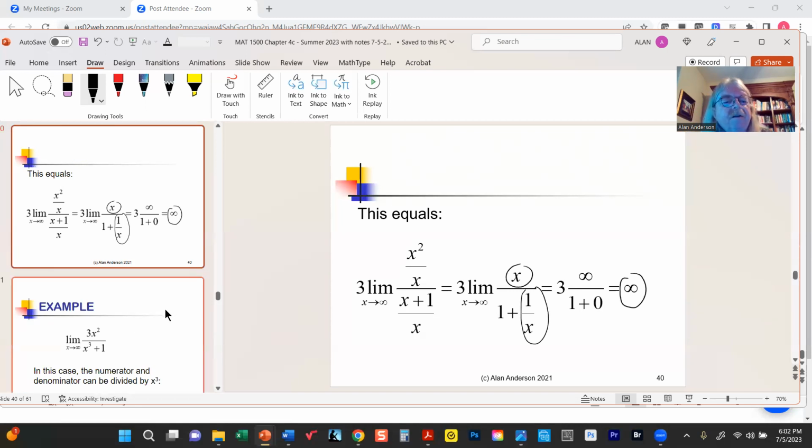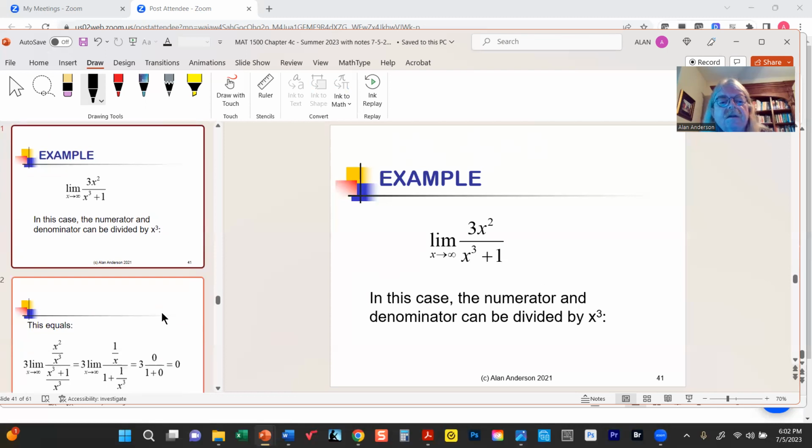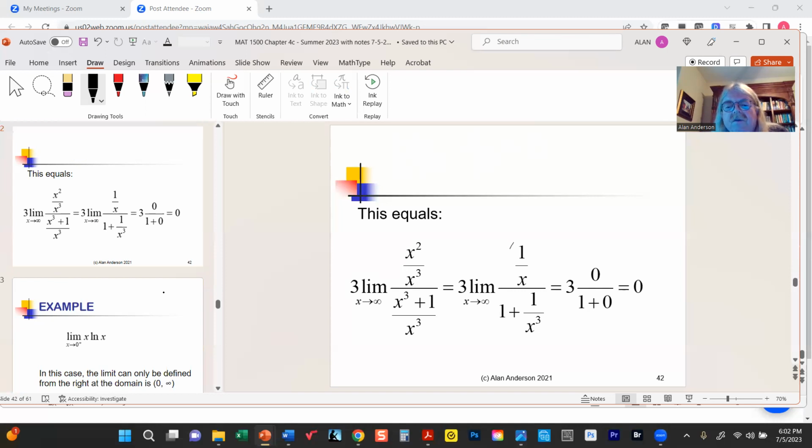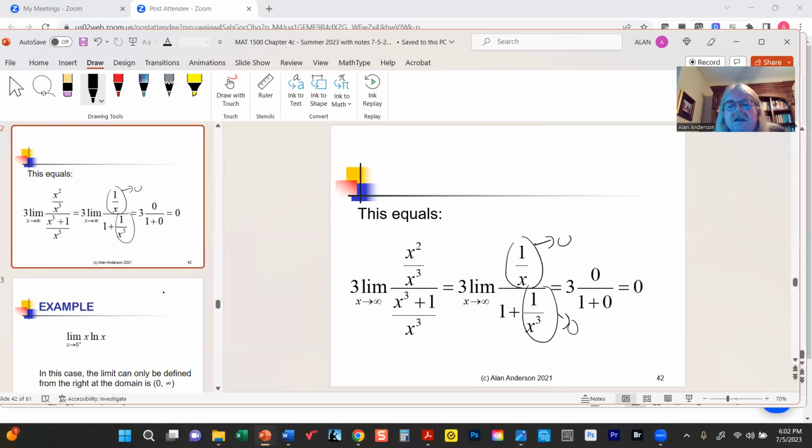Okay, now here's another one. This time the exponent in the denominator is the highest. So let's divide everything by x cubed, and of course, only after noting that this is infinity over infinity. So we divide through by that x cubed. We'll end up with 3 times the limit as x goes to infinity of 1 over x over 1 plus 1 over x cubed. So we've got 0 and 0. We got 3 times 0 over 1, which is just 0.